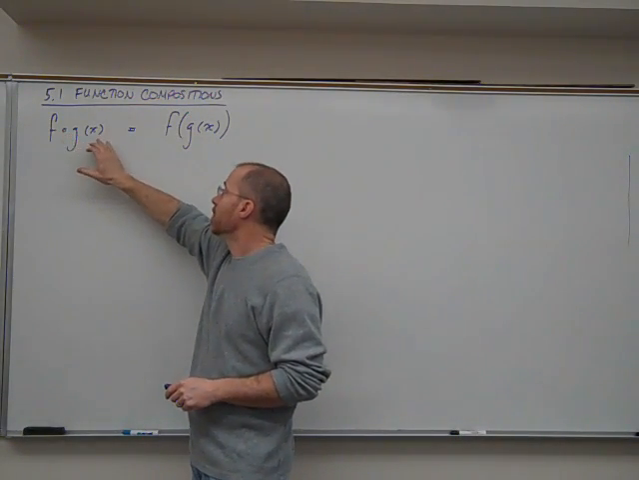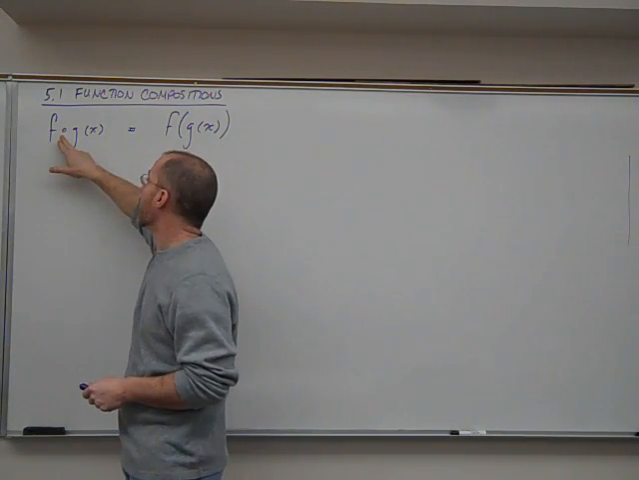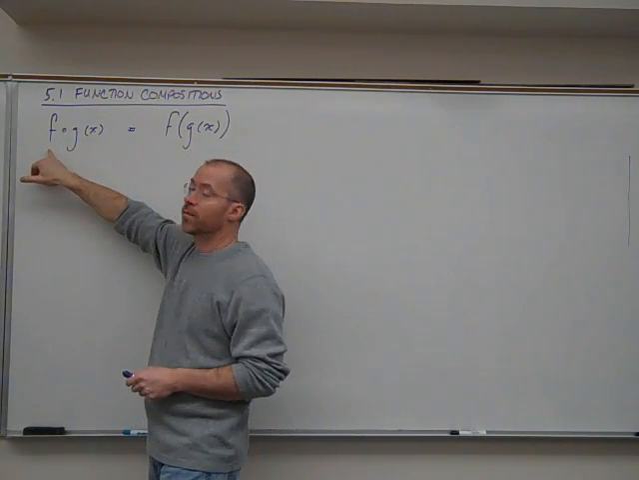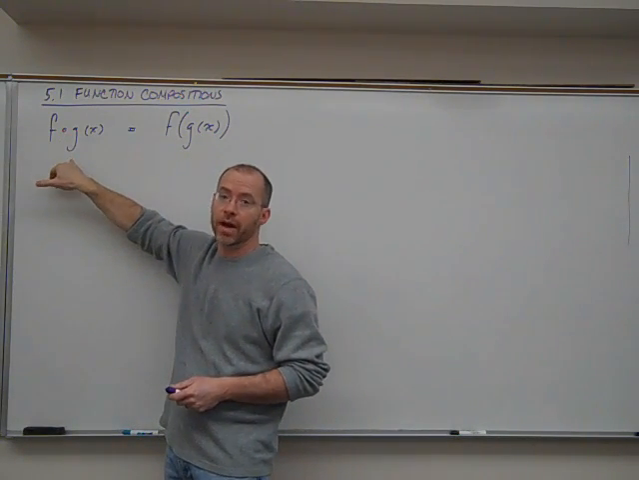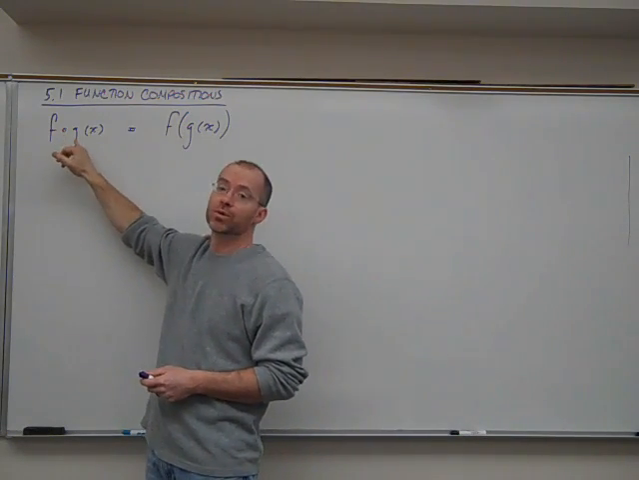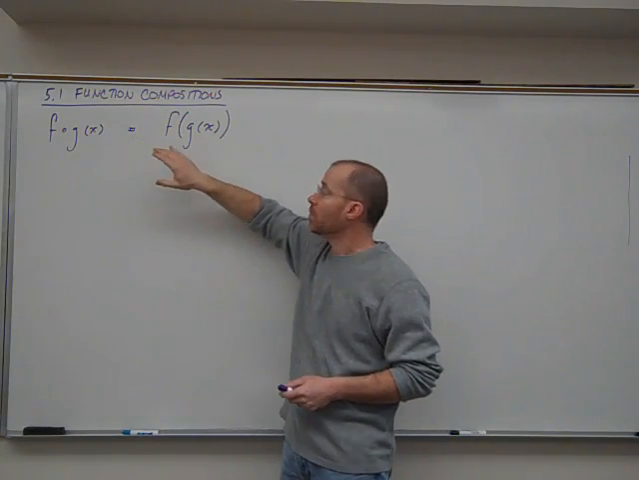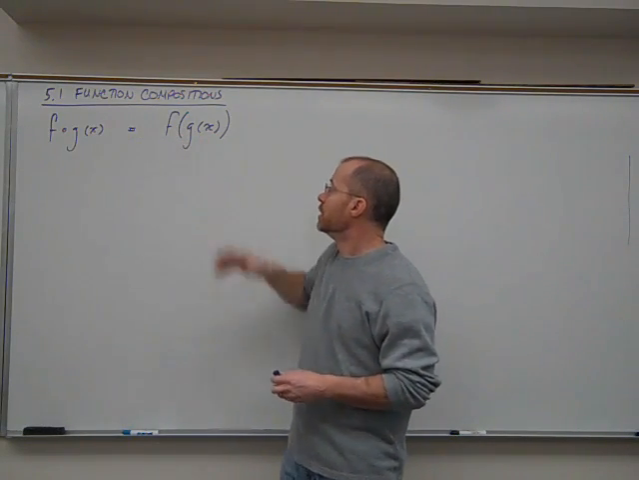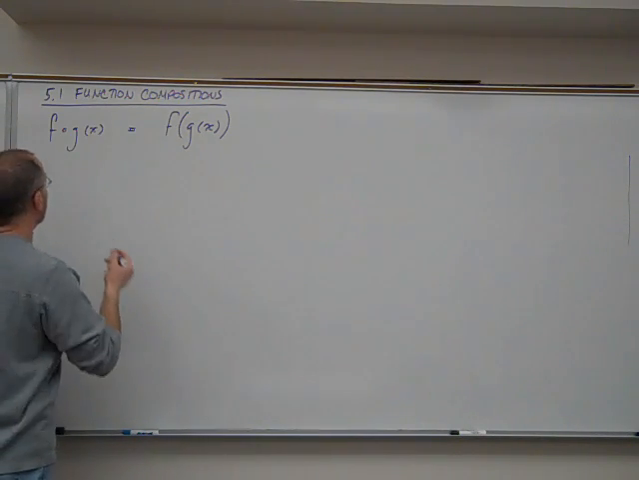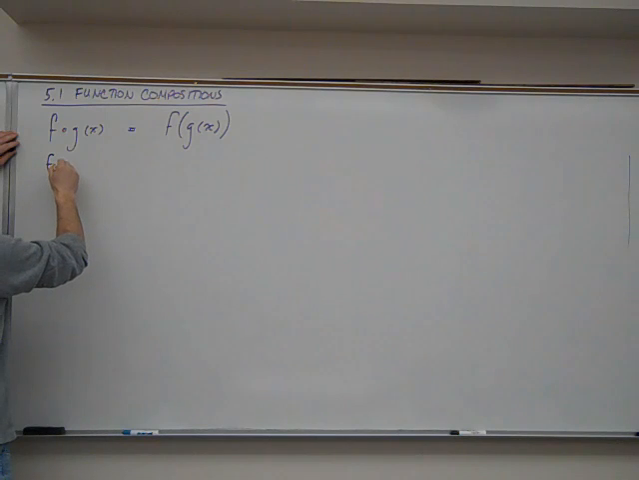F composed with g of x, with this little open circle, it's not an O, it's not "fog of x", but a little composition symbol. This means that if you take function f of x and function g of x and you form a new function, the composition of the two, f composed with g of x, what that means by definition is f of g of x. You want to make sure you have this in your notebooks and that you really memorize it and use it all the time.